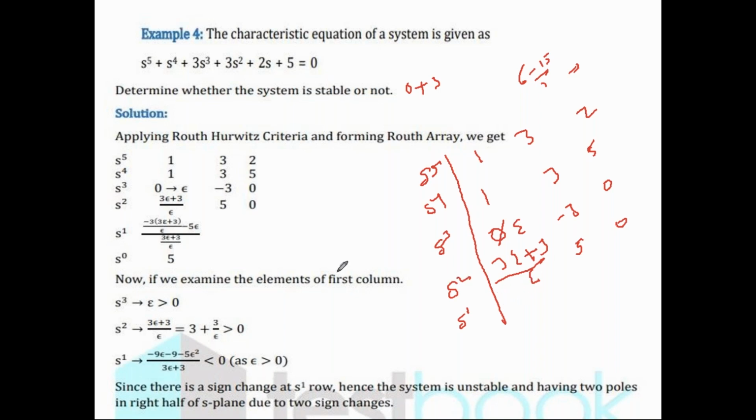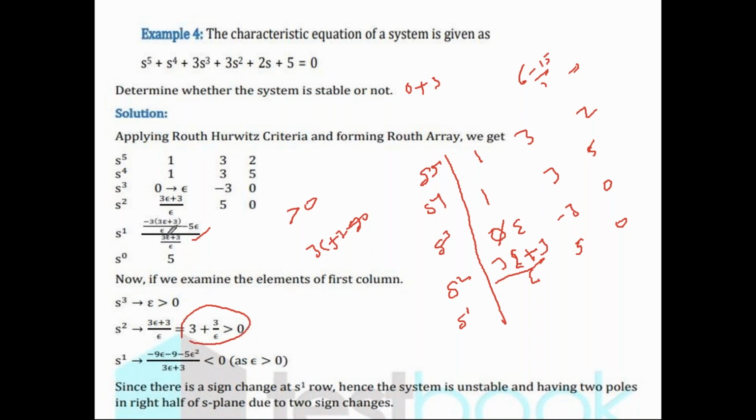Okay? So next, simplifying this. Now 3 epsilon plus 3 divided by epsilon should be greater than 0. 3 epsilon plus 3 should be greater than 0, then only your system will be stable. Okay, so here 3 plus 3 epsilon should be greater than 0. One condition is done. Next, the second one, we have to do it this way.